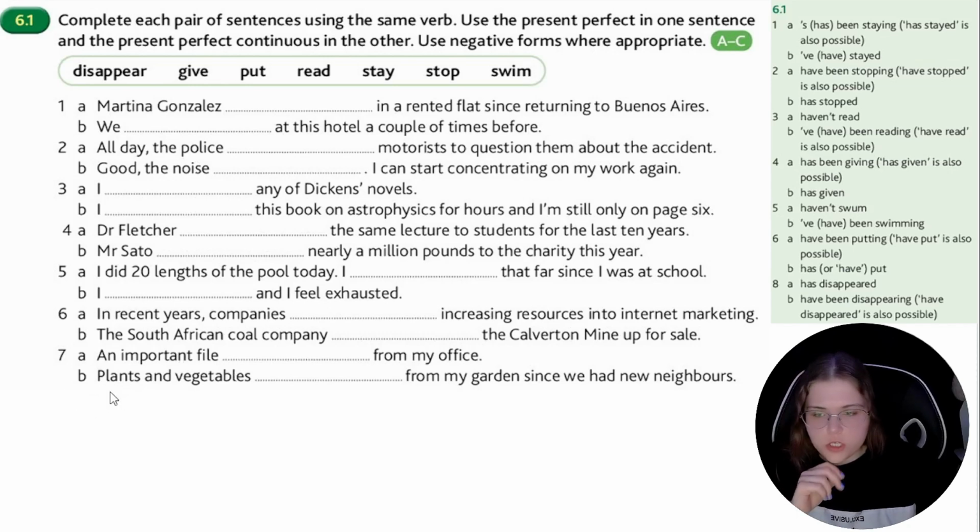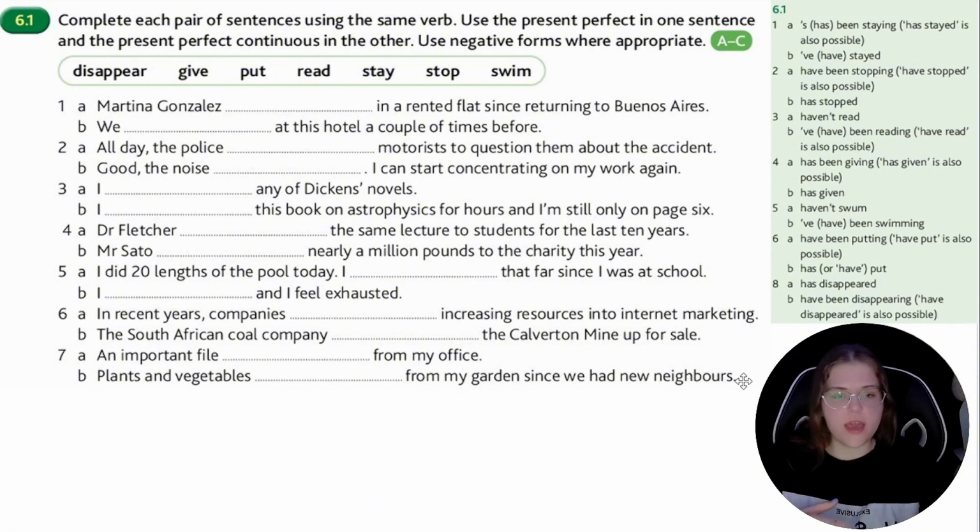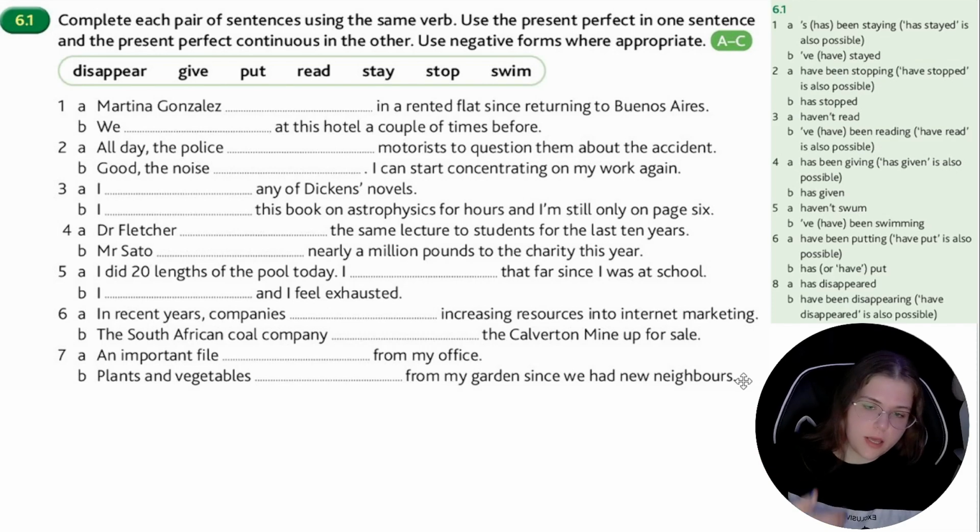Plants, British; plants, American. And vegetables have been disappearing or have disappeared from my garden since we had new neighbors. We had new neighbors and they have been stealing our fruits and vegetables and plants and so on. And this is something irritating. Then present perfect continuous, or they just have disappeared, like a result by now.